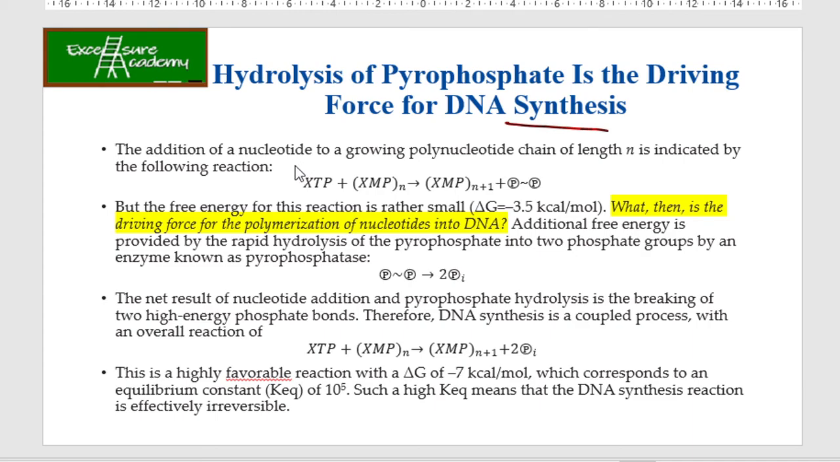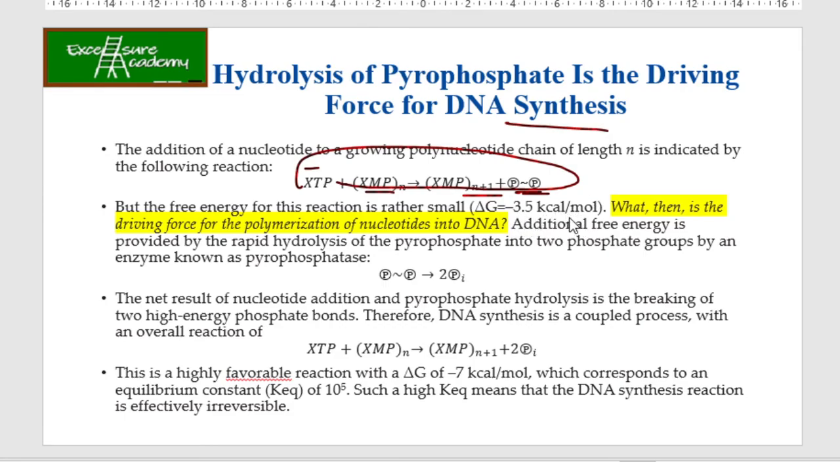The addition of a nucleotide to a growing polynucleotide chain of length n is indicated by this. So, we have got the length, one new nucleotide has come, so what will happen? The length is increased to n+1 and pyrophosphate is released. So for this entire reaction, the delta G is minus 3.5 kilocalorie per mole.